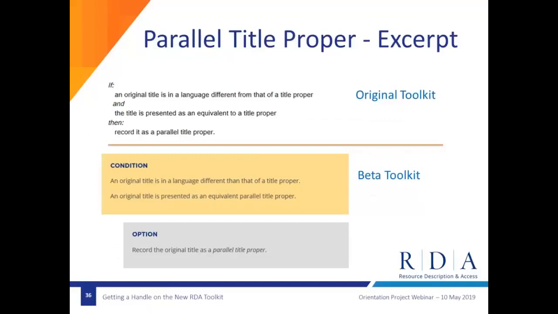In the original toolkit, this if-then for parallel title proper says if an original title is in a language different from that of a title proper, and the title is presented as an equivalent to a title proper, then record it as a title proper. For the most part, this instruction is unchanged, but now there are two conditions, just as there were in the original toolkit. An original title is in a language different than that of a title proper, and an original title is presented as an equivalent parallel title proper. The option is the then clause. Record the original title as the parallel title proper. A little bit different wording, same outcome.